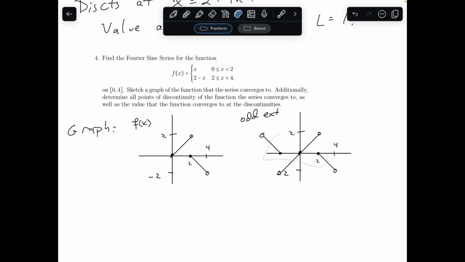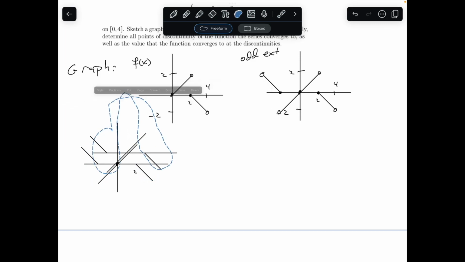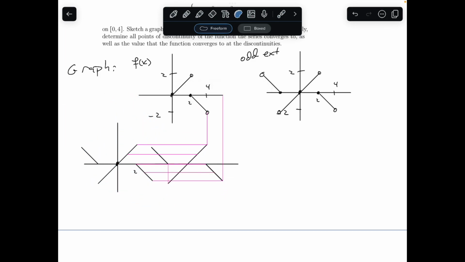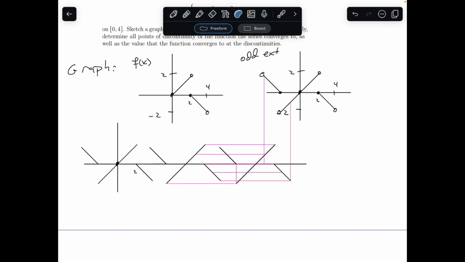And from here, let's get rid of these holes here. There. Come on. There we go. All right, and now copy paste that to get our periodic extension of this. One more time.